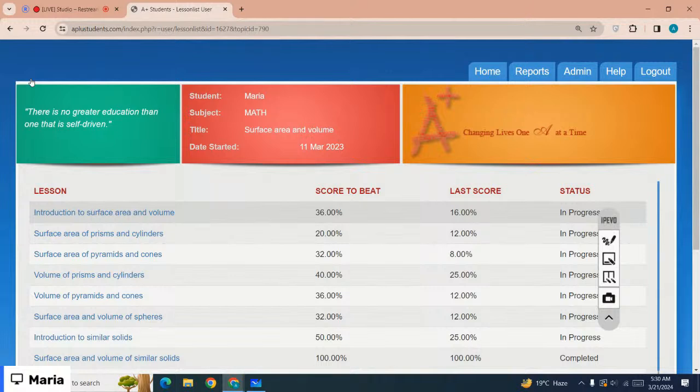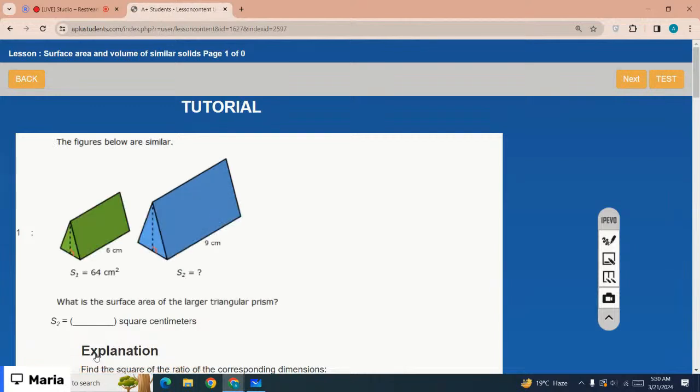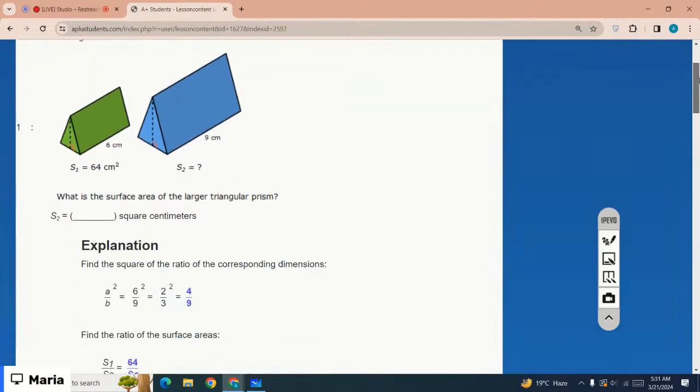The next lesson is surface area and volume of similar solids. So let's just start with the lesson. The figures below are similar. What is the surface area of the larger triangular prism? You have to find the surface area of the larger triangular prism.